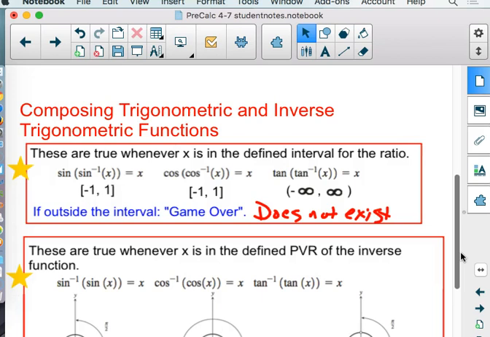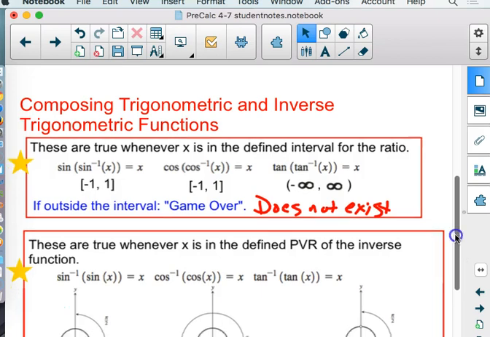Now, notice that this was sine, cosine, and tangent on the outside. So with math, you always do the inner parentheses first and then work your way out. So this was really important. We can't do it if they give us a value that's not between -1 and 1 for sine and cosine.